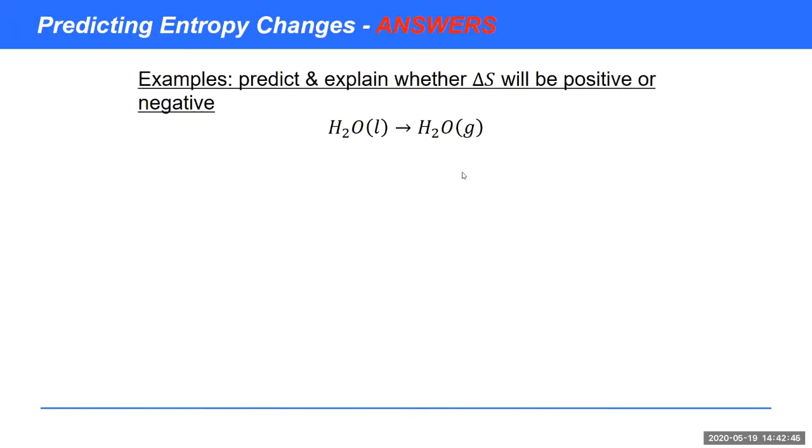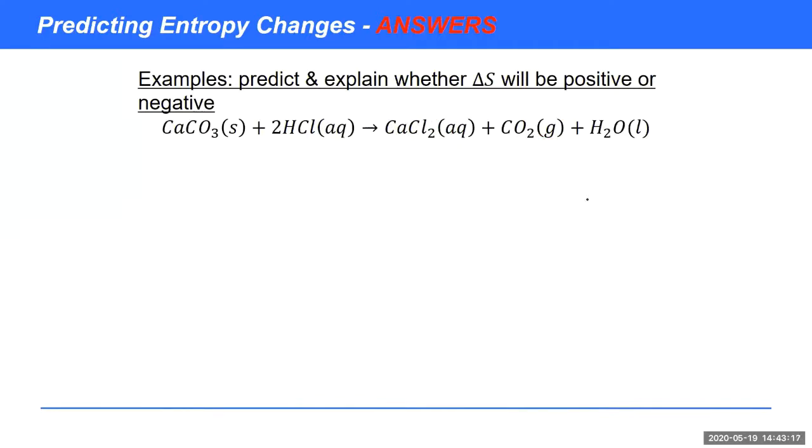First reaction everyone looked at was the water from liquid to gas. And you're absolutely right that here entropy is going to increase. And the reason for that is we've got a gas being produced from a liquid, and a gas is more disordered, and therefore it's going to have higher entropy.